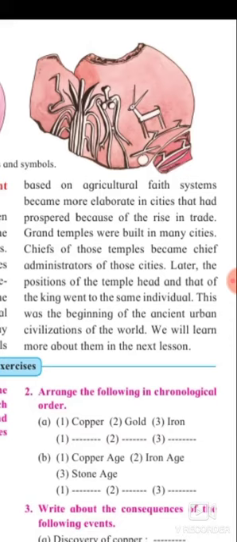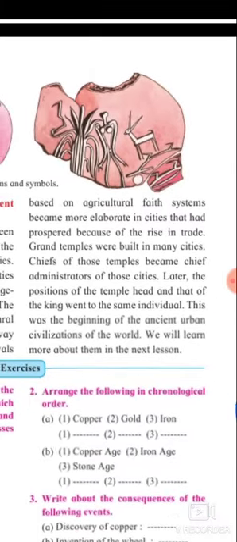Later the position of the temple head and that of the king went to the same individual. This was the beginning of the ancient urban civilization of the world. We will learn more about them in the next lessons.